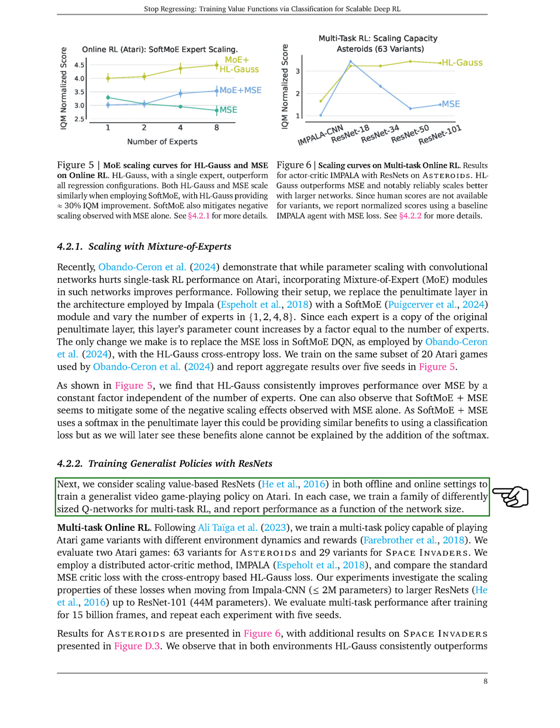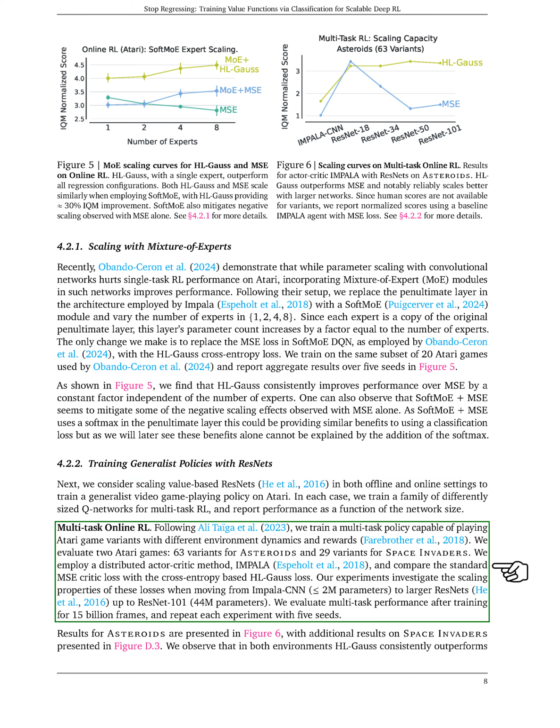Moving on to training generalist policies with ResNets, we aim to scale value-based ResNets in both offline and online settings to develop a generalist video game playing policy for Atari. We trained a variety of Q networks of different sizes for multitask RL and evaluated performance based on network size.